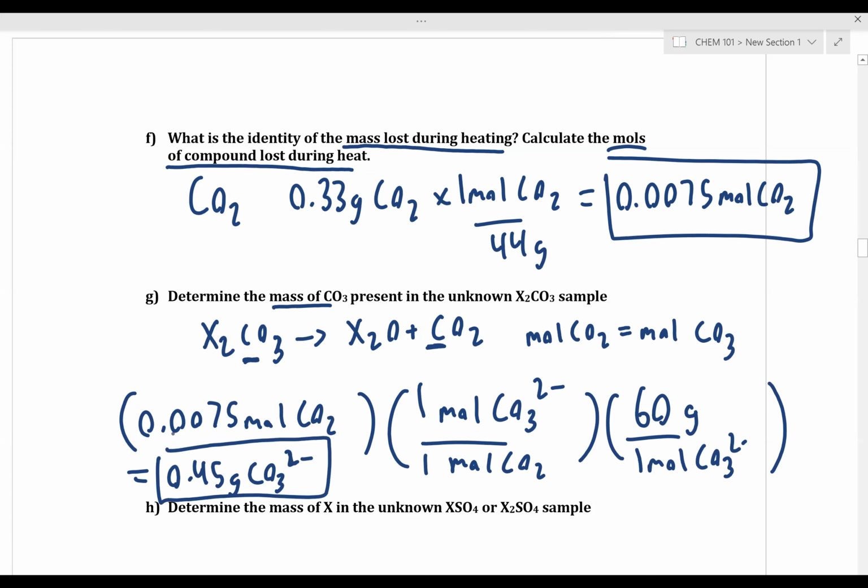Now it may just seem like we've gone quite a circuitous route, but we are starting to be able to figure out the identity of our metal X. Okay? Does this line of logic make sense? We measured the mass loss. The mass loss is carbon dioxide. All of the carbon atoms in carbon dioxide came from carbonate. So then, from the moles of carbon dioxide, we can calculate the grams of carbonate. Does that make sense? We're just doing mole-to-mole conversions and mole-to-mass conversions.